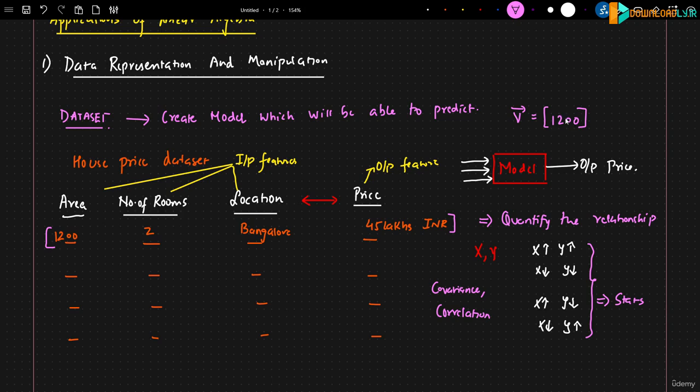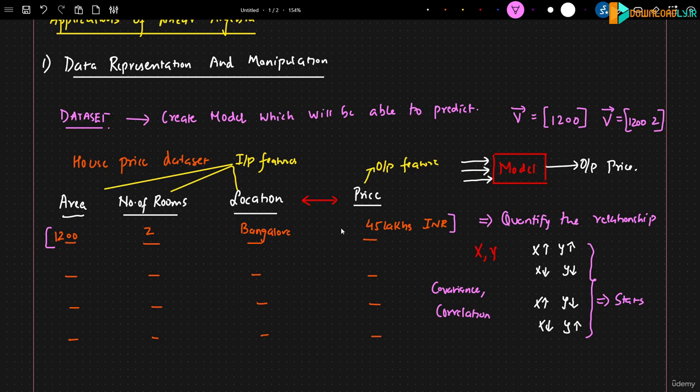Similarly, if I represent another vector where I take just two features, let's say 1200 and 2, here I have two dimensions, right? Similarly, if I take the location, it becomes 3 dimension. If I take price, it becomes 4 dimension, right? So vectors can also be represented in the form of dimensions. Even in deep learning techniques, like image processing, we'll be seeing whether we're working in 1 dimension, 2 dimension, or 3 dimension.